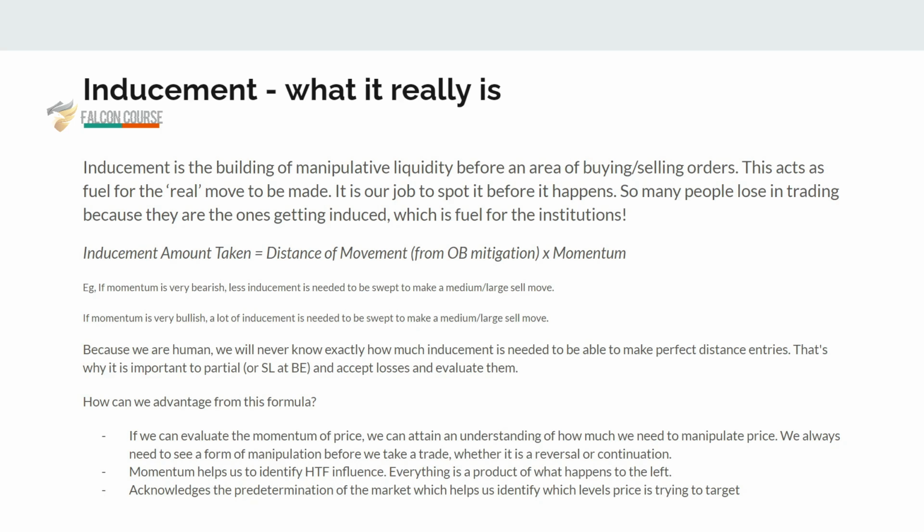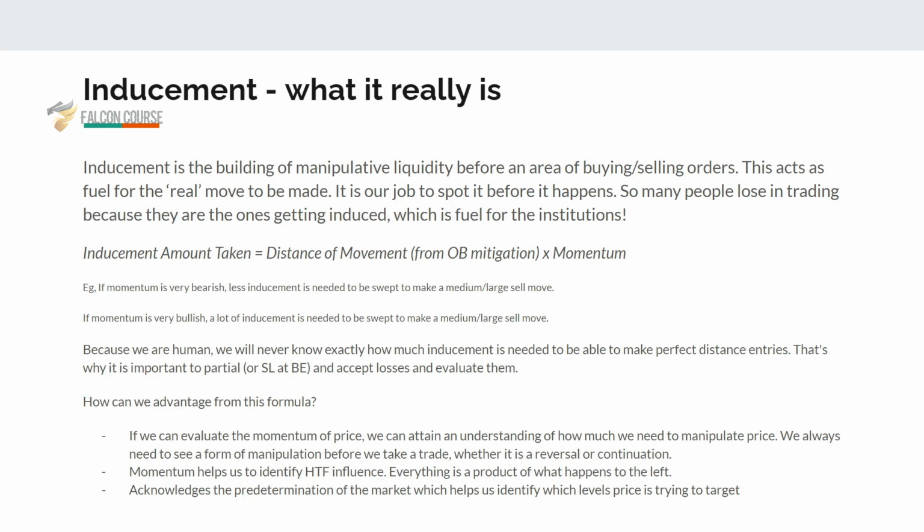But let's read these examples. If momentum is very bearish, less inducement needs to be swept to make a medium to large sell move. If we're very bearish, we'll get into examples on the next slide. And if momentum is very bullish, a lot of inducement needs to be swept to make a medium to large sell move. Now, because we're human, we'll never know exactly how much inducement is needed to make perfect distance entries.